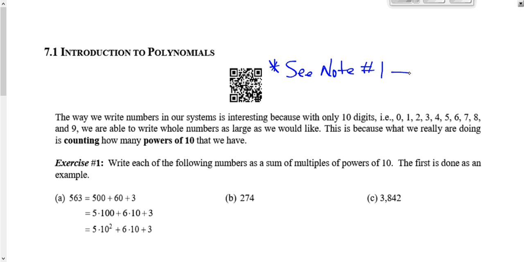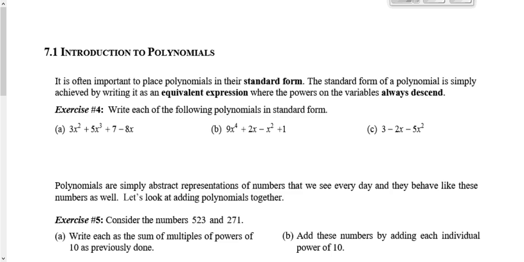Note number 1. All right. So, polynomials. It's right there. Poly meaning many. There's basically a polynomial is just the name for the number of terms in an expression. Well, no, poly means any given number, right? And then we have some specific names for certain numbers of terms.